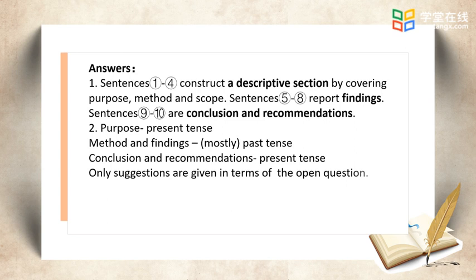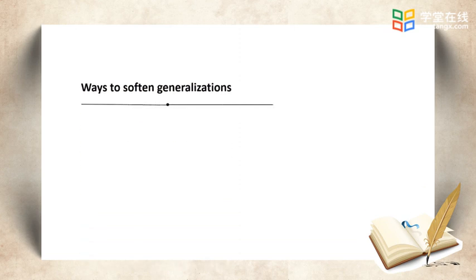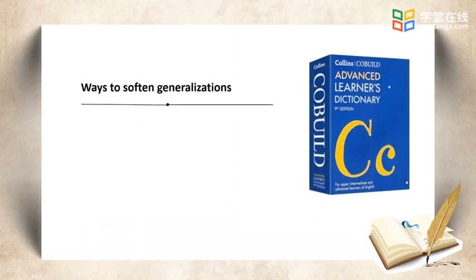Give a tentative answer after having a discussion with your partner, or conduct a survey of several journal papers published recently in your field. Number 3. In the abstract, the author uses the phrases such as "were more prone to," "somewhat more," "are fewer than," to approximate the numbers in the paper. Language focus. Language focus is on ways to soften generalizations.